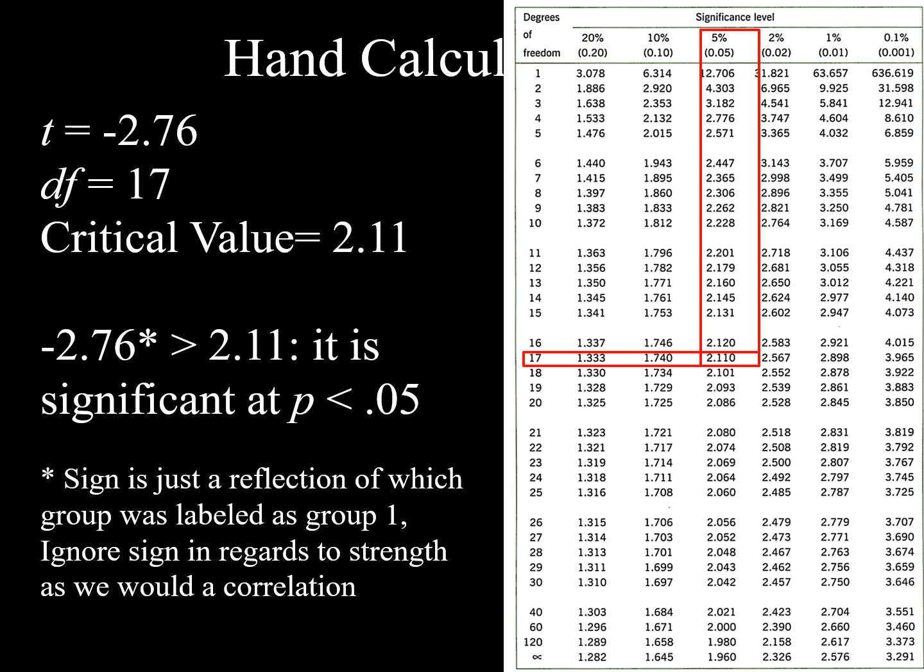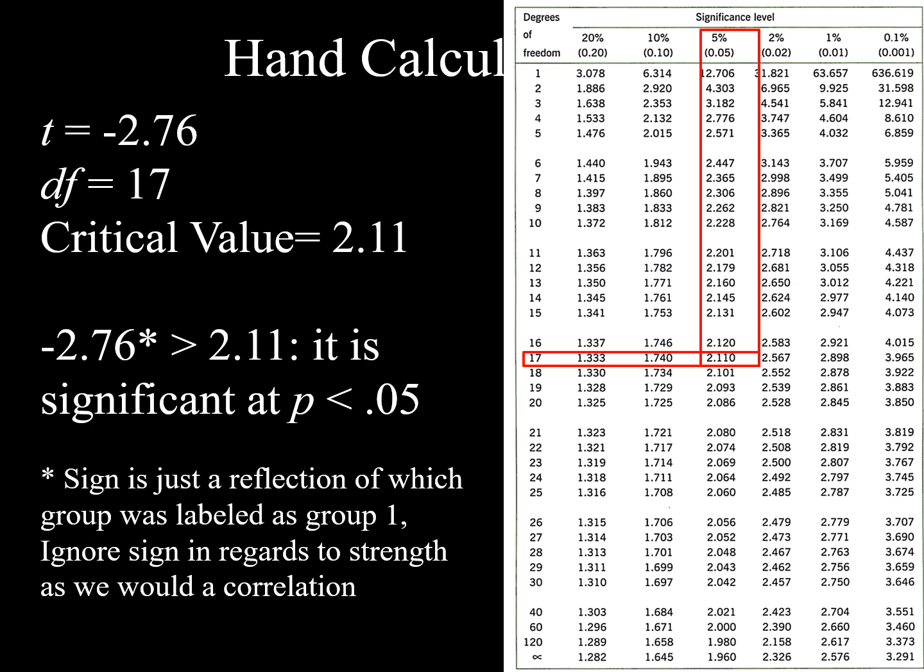And in this case, negative 2.76 is greater than 2.11. It's significant. And again, the sign is just a reflection of which group is labeled as group 1. We can ignore the sign in regard to strength. So it's not actually a negative 2.76, we're just taking 2.76. 2.76 is larger than 2.10. We can say this is significant at a p-value of 0.05.